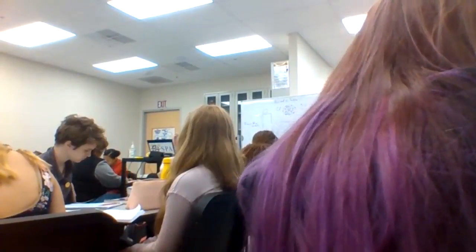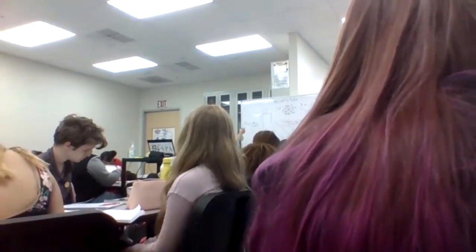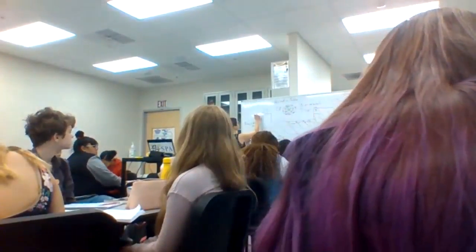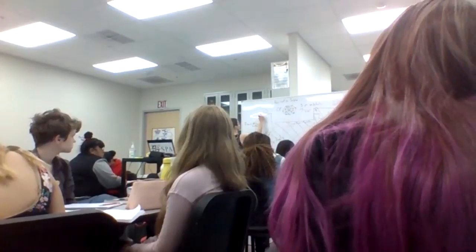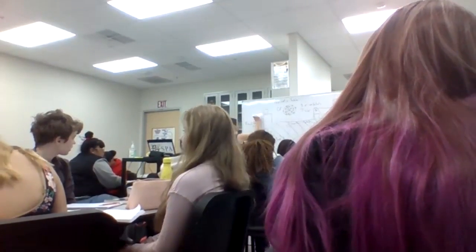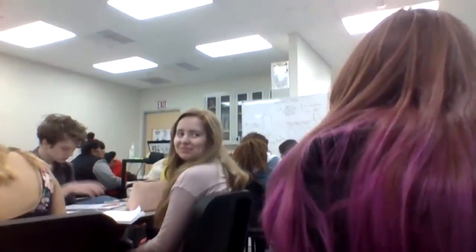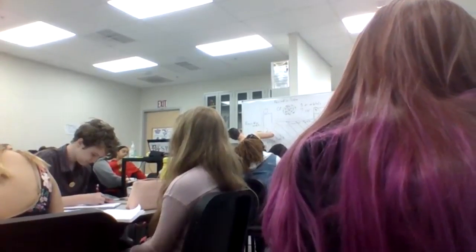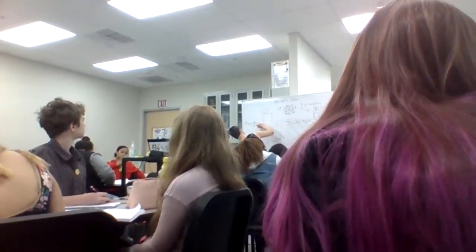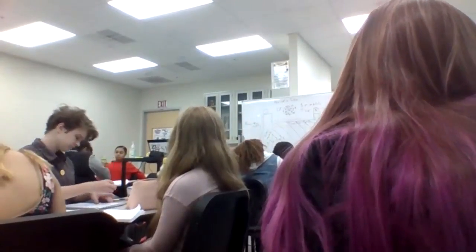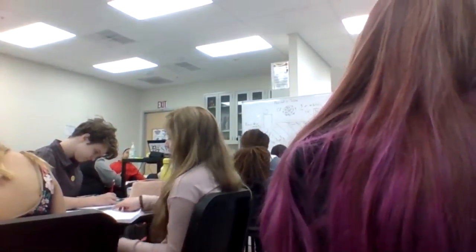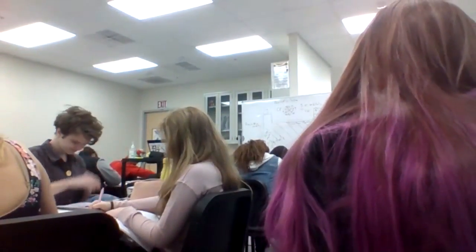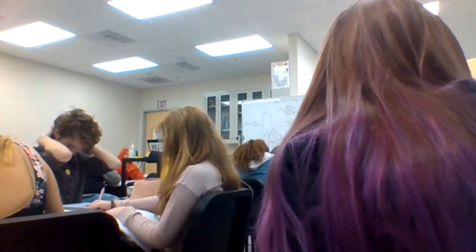So as you move down the periodic table, ionization energy decreases. Jordan, put your phone away, please. I'm going to draw this backwards thing here. So as you move down the periodic table, ionization energy decreases. Electronegativity increases going down because there's more electrons.